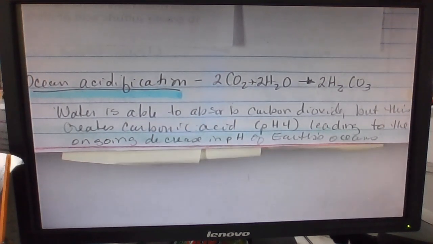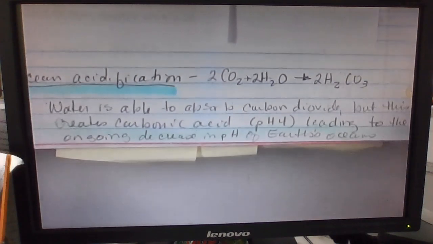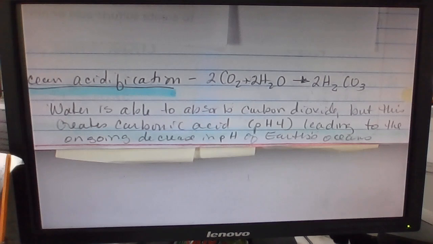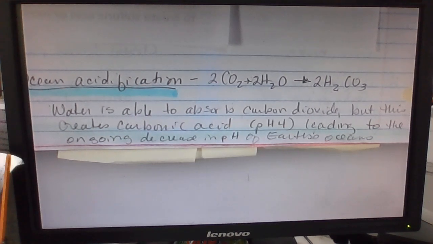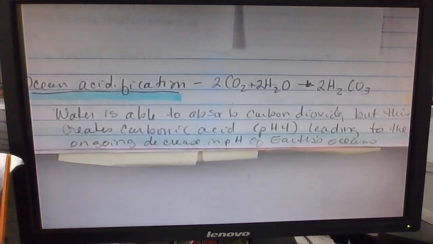Oh, they're monster cards. The ongoing decrease in pH of Earth's oceans. Sorry, I was distracted by the acid resistant monster. Oh, because the ocean is slowly becoming acidic.